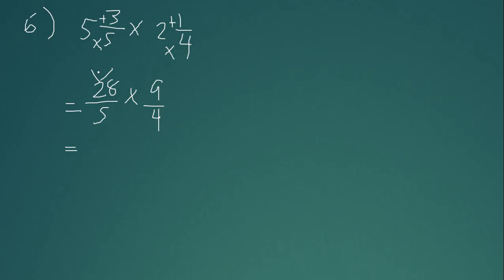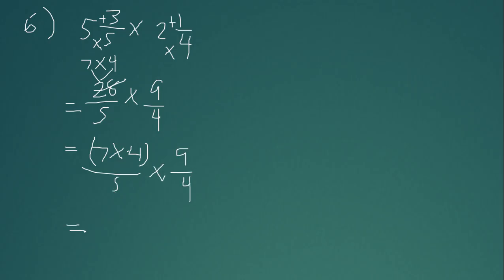Factor natin. 7 times 4. Okay, so wala na. Tama factor. Ito 3 times 3, wala naman 3 sa baba. So 7 times 4 over 5 times 9 over 4. So, cancel the 4. 9 times 7 is 63. 63 over 5.